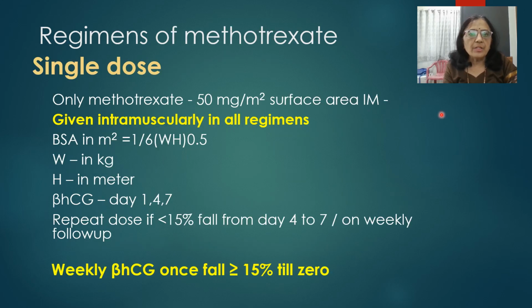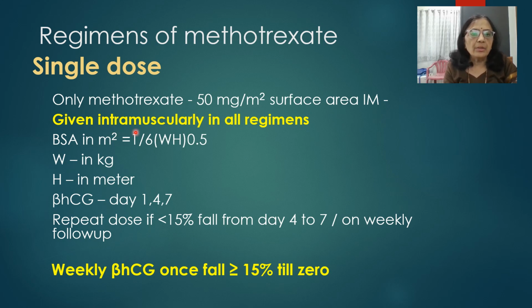There are various regimens for administration of methotrexate in unruptured tubal ectopic pregnancy. First is single dose therapy, where only methotrexate is given and the dose is 50 milligram per square meter body surface area. So body surface area in square meters is calculated, and there are so many formulae available on the internet.